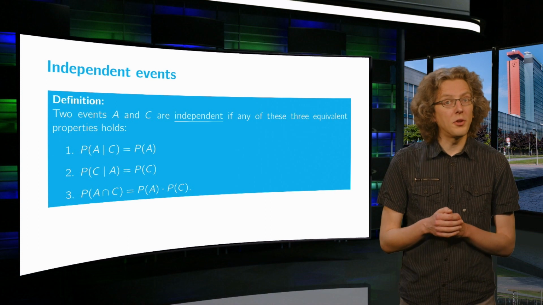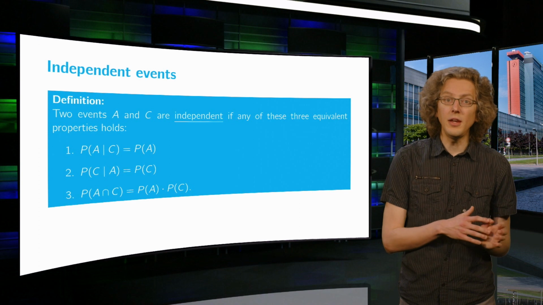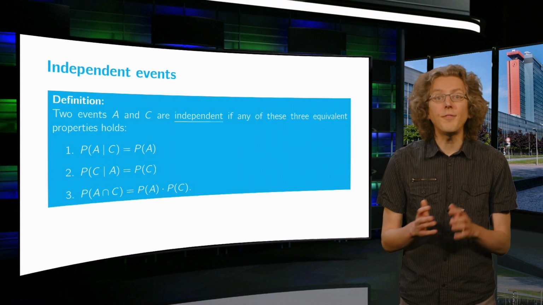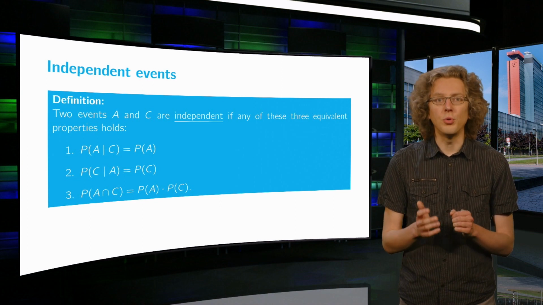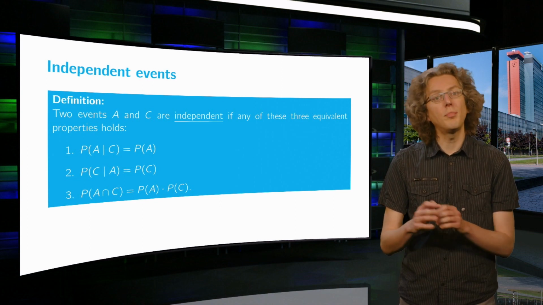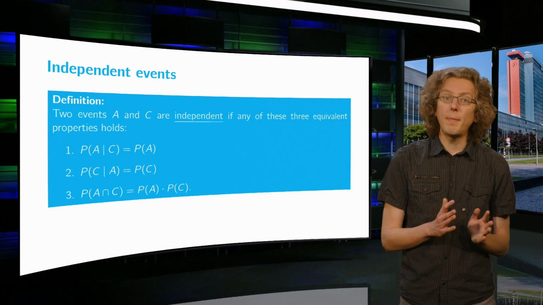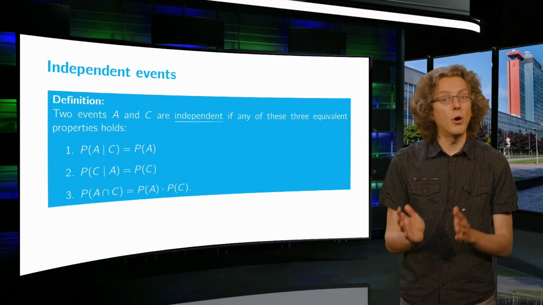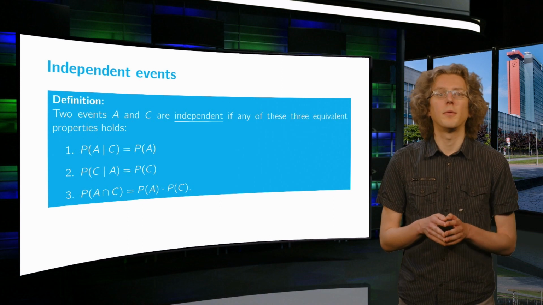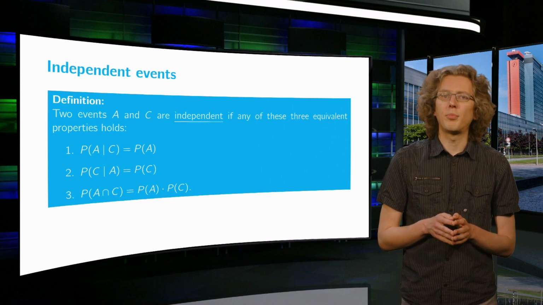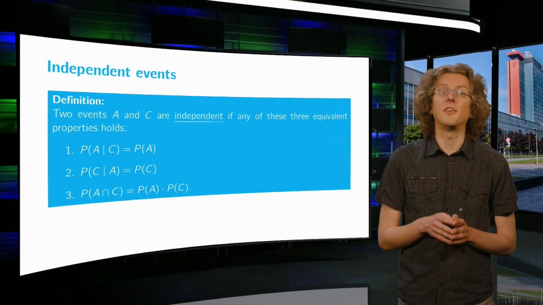And in that case, the multiplication rule simplifies as well. The probability of A and C is the probability of A given C times the probability of C. And this simplifies to the probability of A times the probability of C. And this will be very useful. For independent events, the probability of both events happening is equal to the product of the individual probabilities. Independence is a property that will come back pretty often, both in probability theory and in statistics.